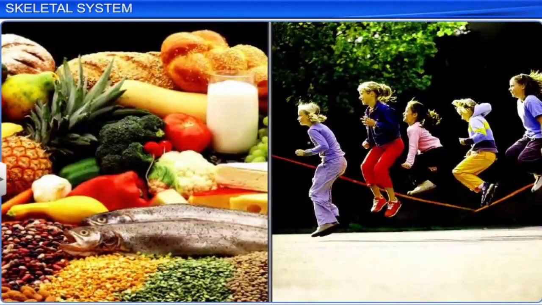It is essential to observe a healthy diet and lifestyle so that the skeletal and muscular systems can function efficiently.